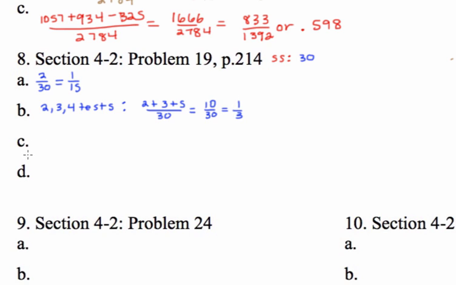C, at most 3 tests. So at most 3 tests means that you had 0 tests, or 1 test, or 2 tests, or 3 tests. At most 3 means 3 or less. So add up the amount of people that had that. 12 had no tests, 8 had 1 test, 2 had 2 tests, and 3 had 3 tests. Out of a total of 30.